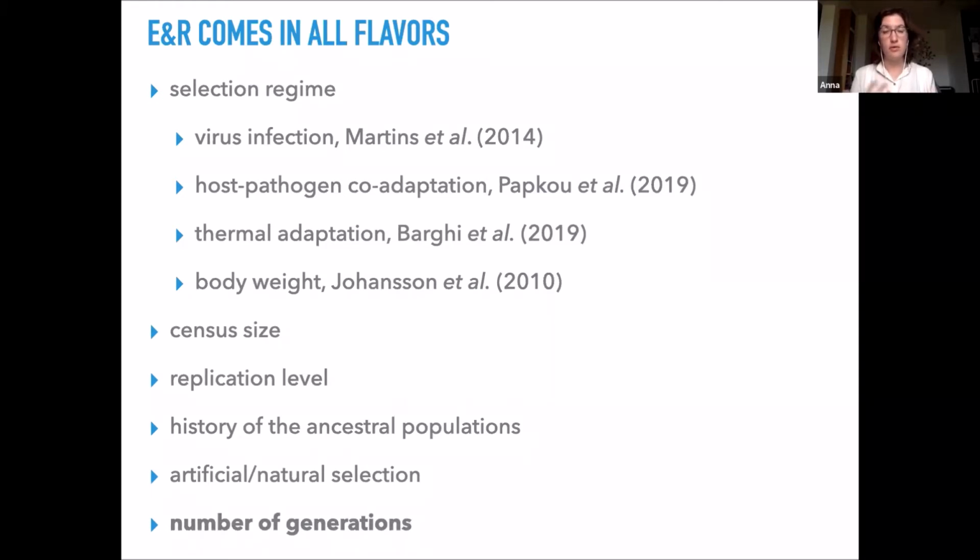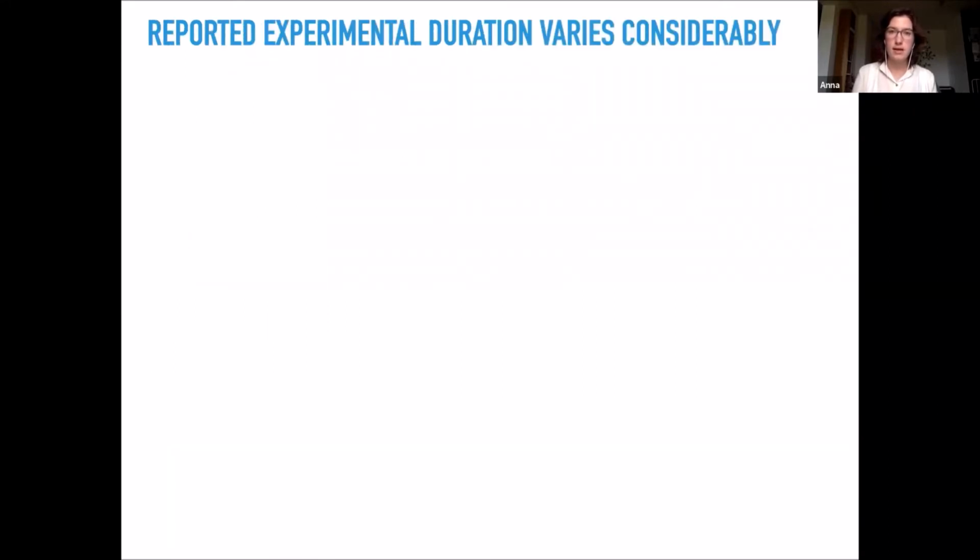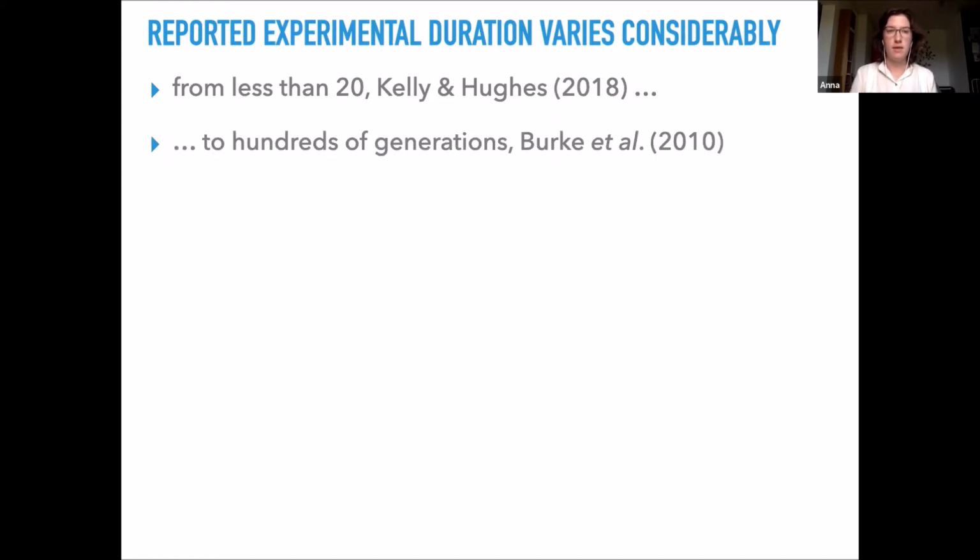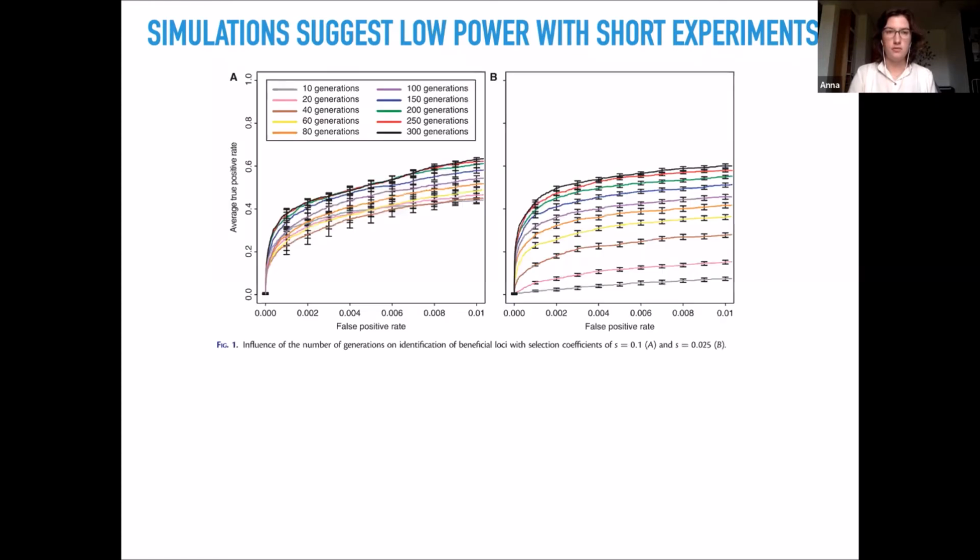And this is what I want to talk to you about today, because the empirical studies that are out there vary considerably in the experimental duration. So for Drosophila, we have studies that go on for less than 20 generations, but on the other hand, we have studies that are maintained for hundreds of generations. And this is kind of interesting because simulations have suggested that with short experiments, you have lower power to find your selected alleles. I brought you one example.